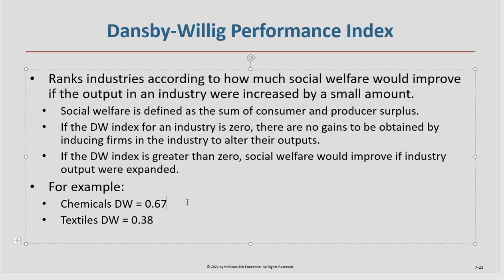In the textile industry, it's 0.38. So we would look at these numbers and say, well, in the chemical industry, there's more to gain from expanding output than there is in the textile industry.